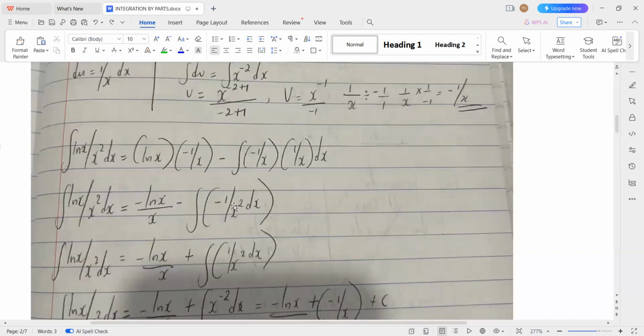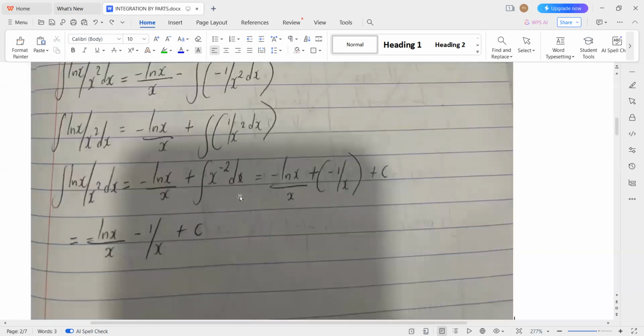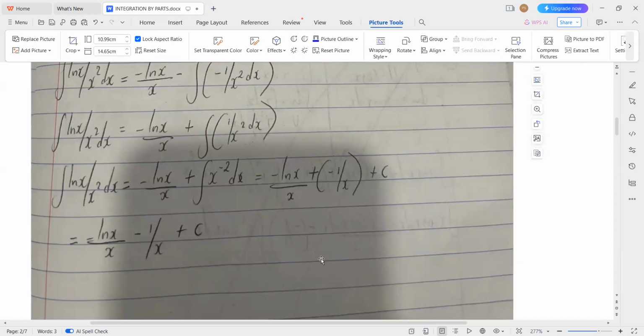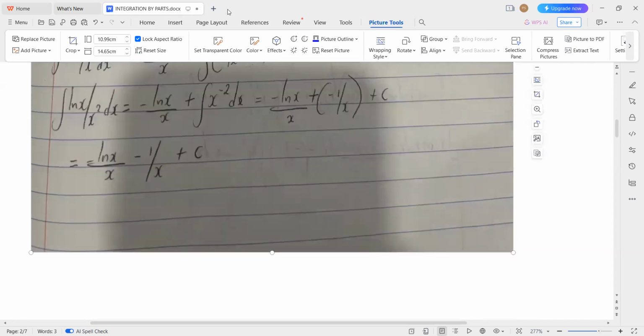Yeah, we can change it to that, and then find the integral. So the integral of x raised to power minus 2 is minus 1 over x. So that's why we have minus natural log of x over x plus open bracket minus 1 over x, plus c. So we have the final answer as what? Minus natural log of x over x minus 1 over x plus c.